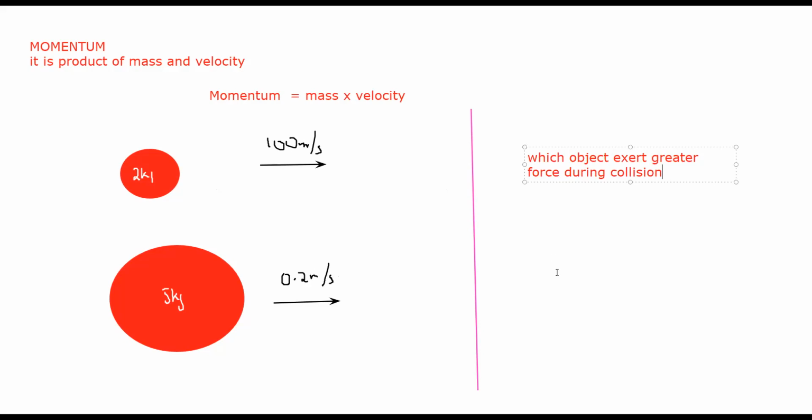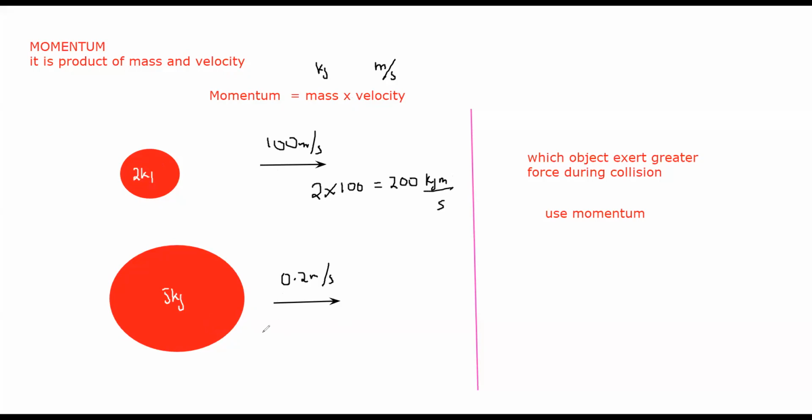So how can you identify that? You can use the momentum of the object. So 2 kilogram is moving with 100 meter per second. What is the momentum of this 2 kilogram object? It will be 2 multiplied by 100, which is equal to 200. What will be the unit of momentum? Unit of mass is kilogram and unit of velocity is meter per second. So unit of momentum is kilogram meter divided by second.